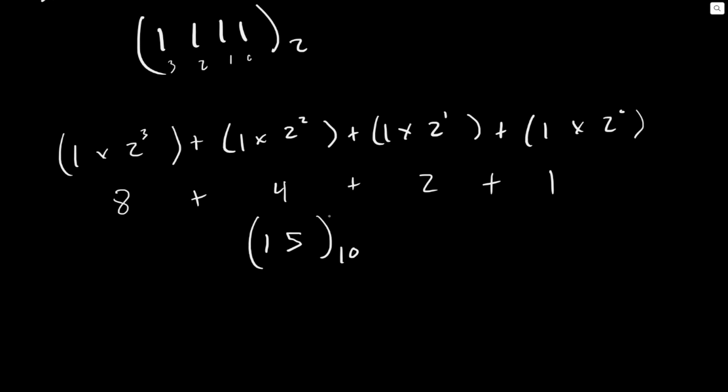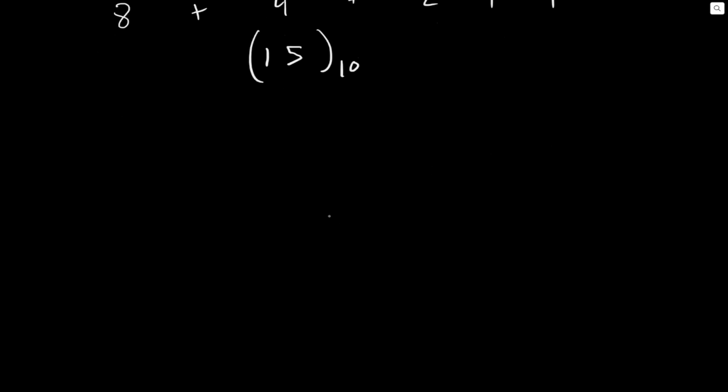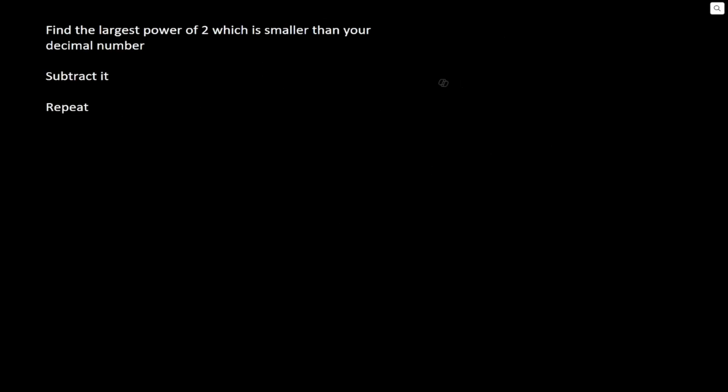Now let's convert decimal to binary. For converting decimal to binary, what you're going to do is find the largest power of 2 smaller than whatever your decimal number is. You're going to subtract it, and then you're going to repeat that process down to 0. All right, so here we go. Let's use 84 base 10. It's decimal, so it's base 10. Okay, so first let's write out 84.